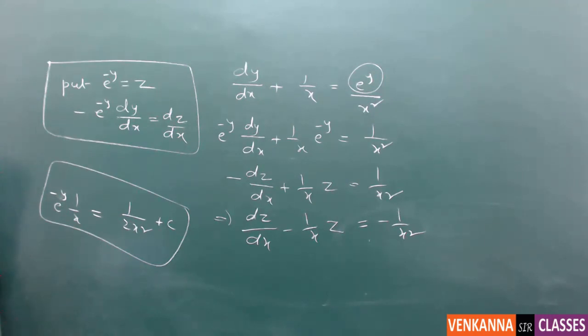So here z is nothing but e power minus y. So in the final solution, we have to replace z with the original function, that is mandatory. And integration constant must be presented there, plus c. Thank you very much. So any queries in this approach to anyone?